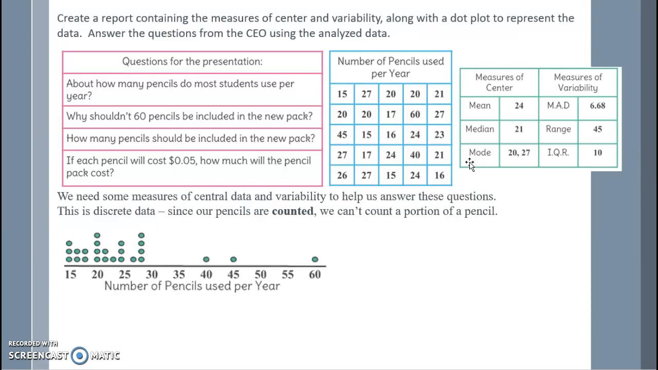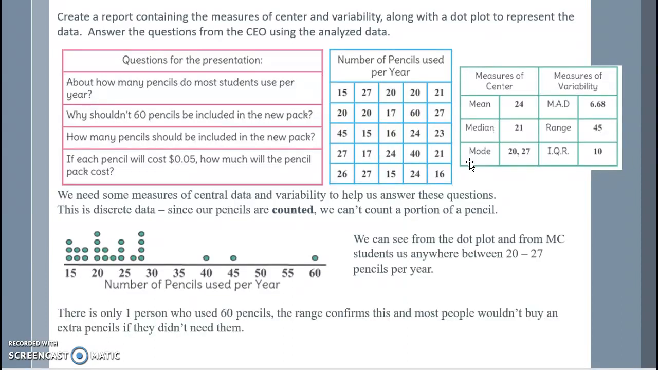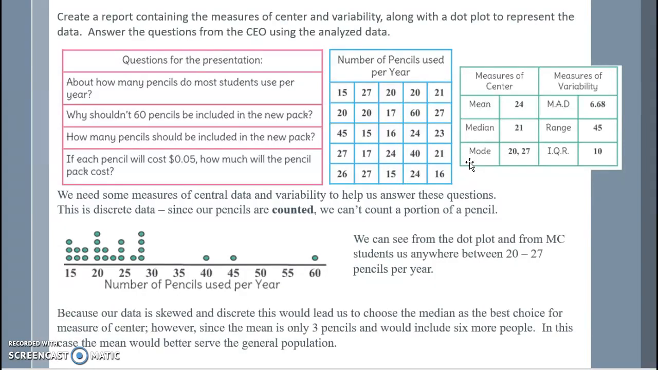Here we take a look at the dot plot. I see that this is skewed right since the majority of our data is on the left-hand side. Further, we can see from the dot plot and from our measures of center that students use anywhere between 20 and 27 pencils per year. There's only one person who used 60 pencils. The range confirms this, and most people wouldn't buy an extra pencil if they didn't need to have them.